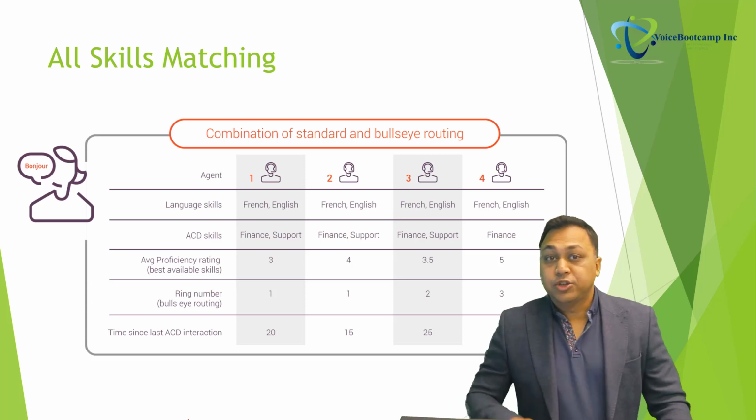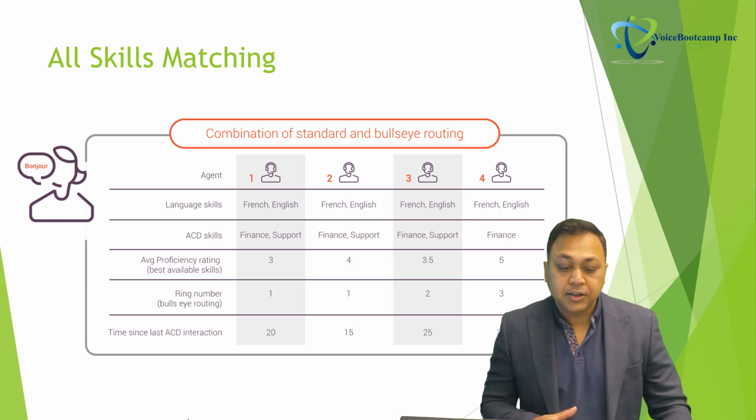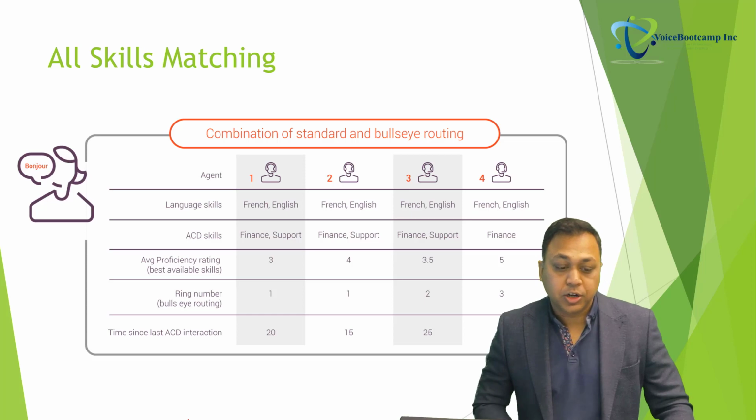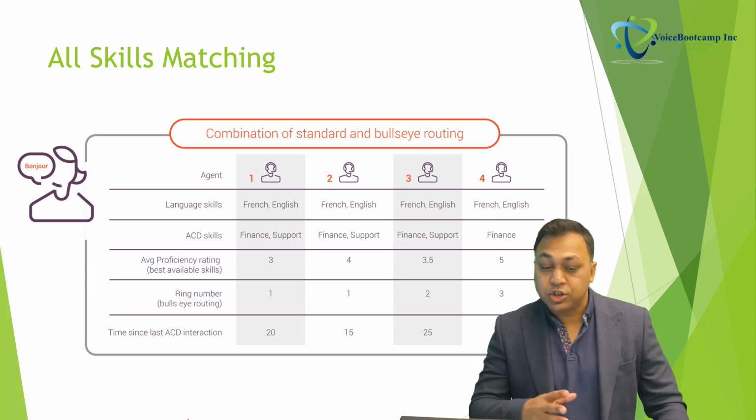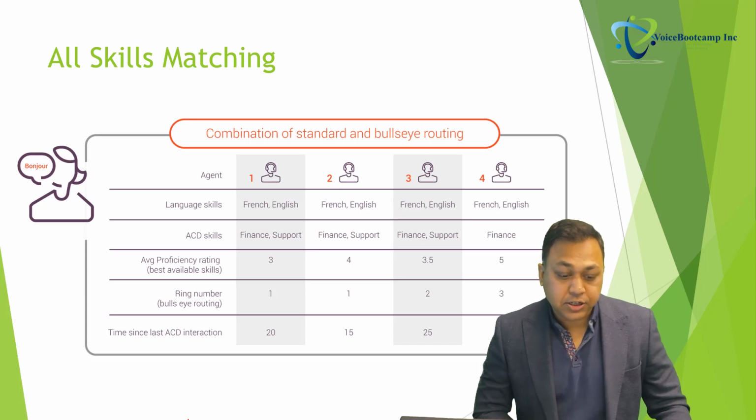Continuing from part two of ACD call processing. In this video, we're going to go deeper in understanding how the combination of standard and bullseye routing can affect your agent selection.